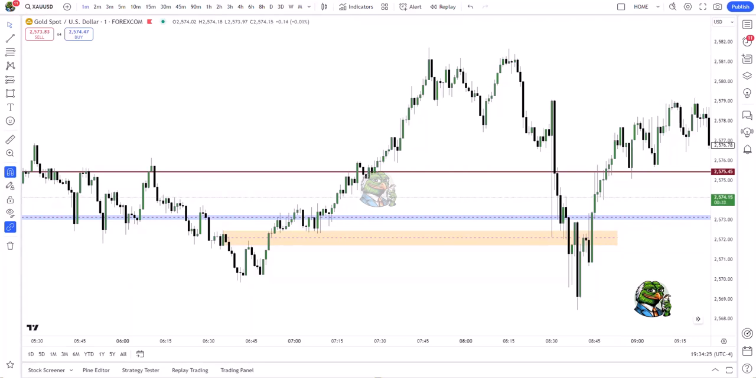So the first one was a long that I did at 7 a.m., which is when the New York market opens, the ICT kill zone, the start of the kill zone. And that was this particular trade here.